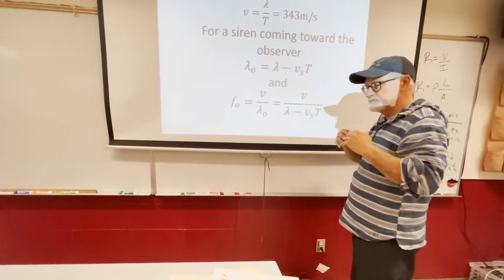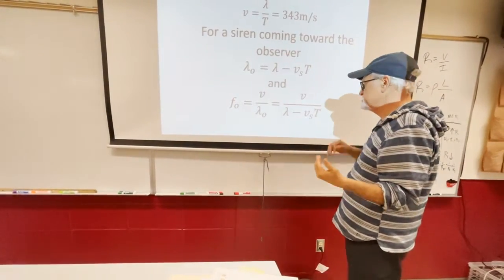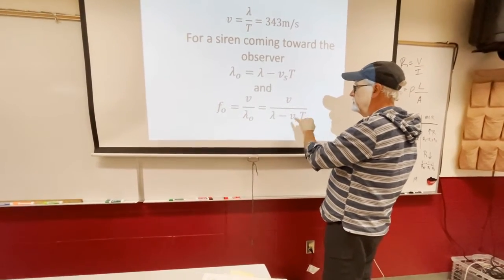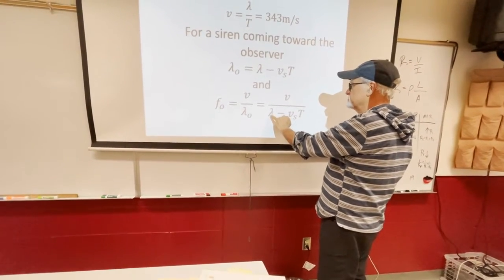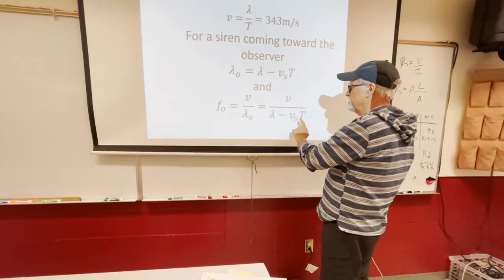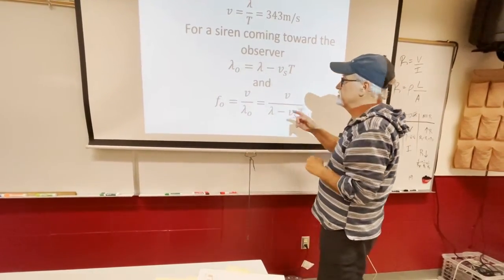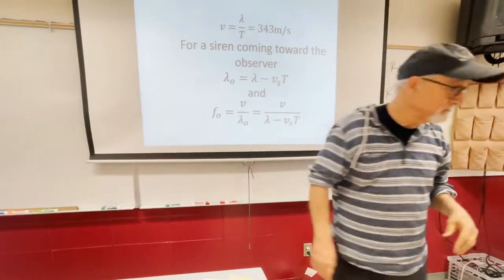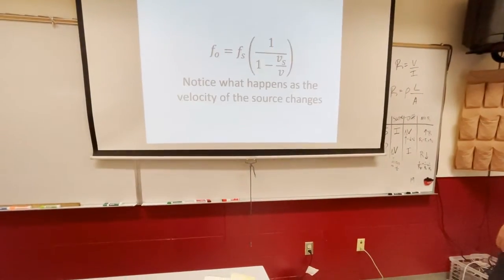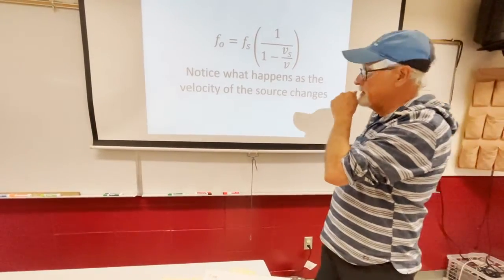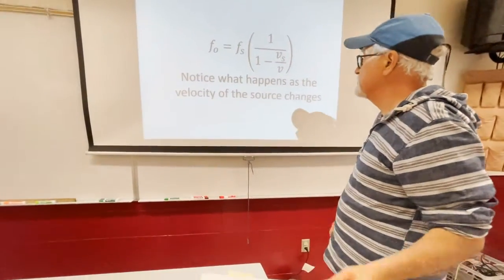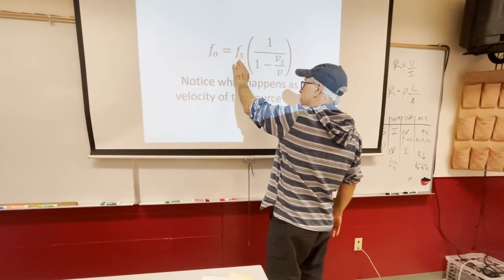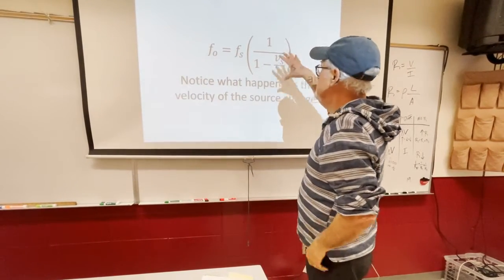Now, the math behind here is not important. But this is the speed of sound, and the wavelength from the source minus the velocity of the source times the period gives us that wavelength. We're talking about this right here. All right, and now math magic happens. What we do is express the frequency of the observer in terms of the frequency of the source. And here's the relationship.